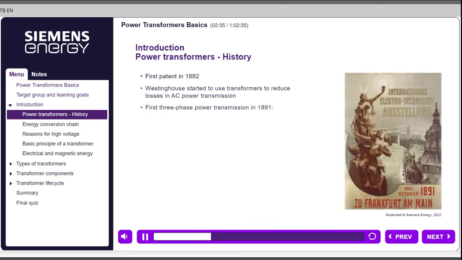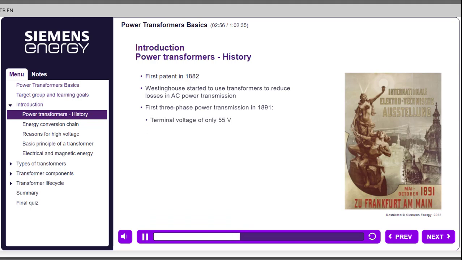In 1891, the first large 3-phase power transmission line was put into service. Power generated in the town of Laufen, Germany, on the Neckar River, was transmitted over a distance of 176 kilometers to the International Electrotechnical Exhibition in Frankfurt am Main.